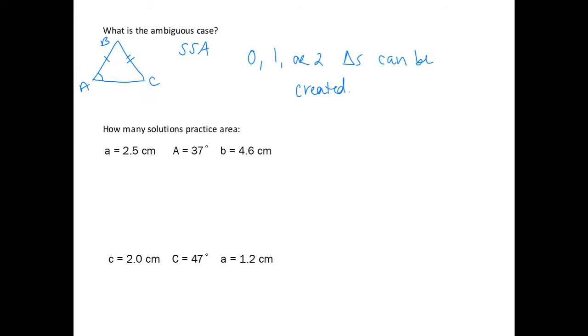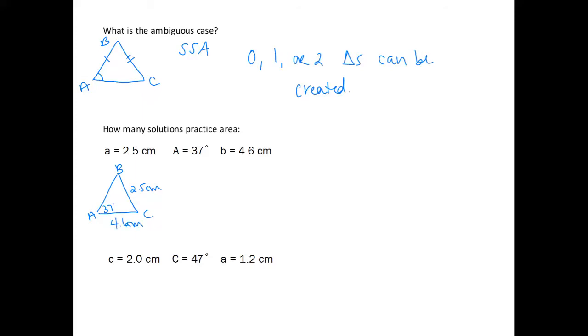So first we're going to practice just finding the number of triangles that can be created. If we take a look at the first one, we have side A is 2.5, angle A is 37, and side B is 4.6. So if we sketch this out, again, in this case, we don't even know if this triangle works, so it really doesn't matter what your sketch looks like. So 37 degrees is given here. Across from that is the 2.5, and across from your angle B should be 4.6.